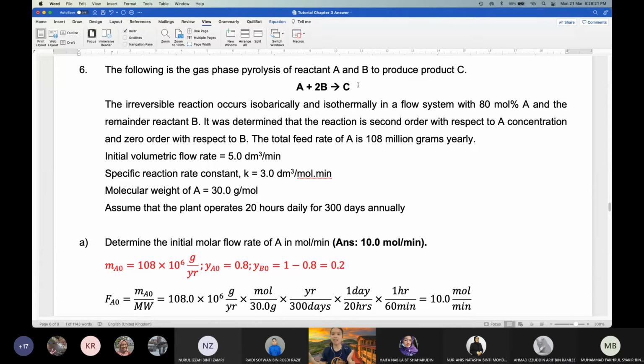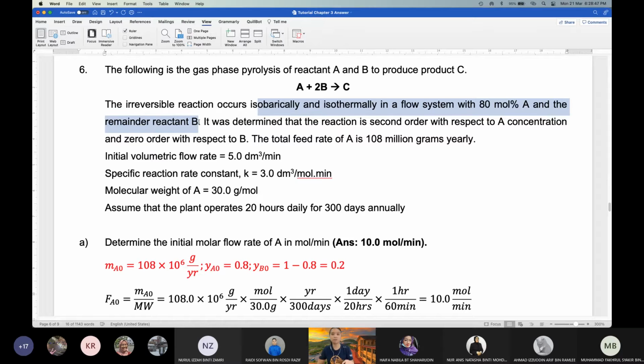Second, it says reactant A, reactant B produce product C. So the reaction is 1A reacting with 2B to produce 1C. Done. So next it says, the irreversible reaction occurs isobarically and isothermally in a flow system with 80% mole A and the remainder reactant B.